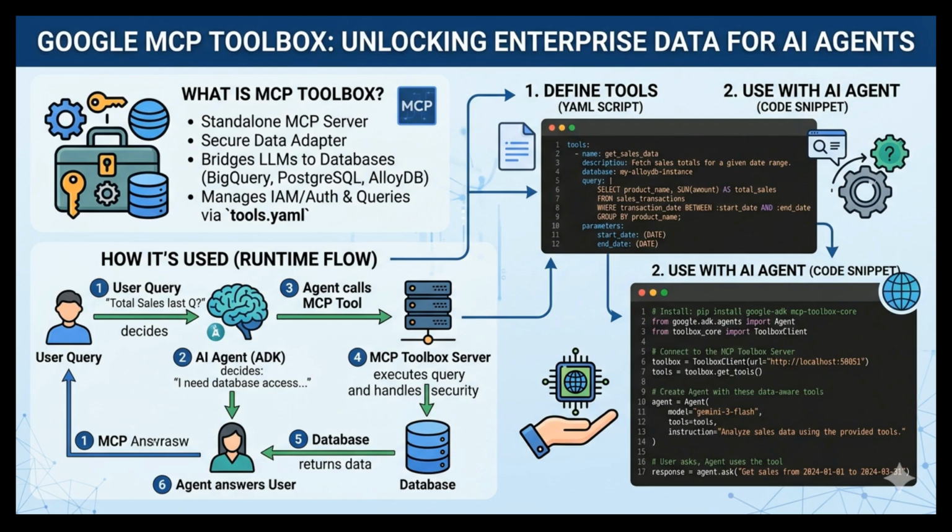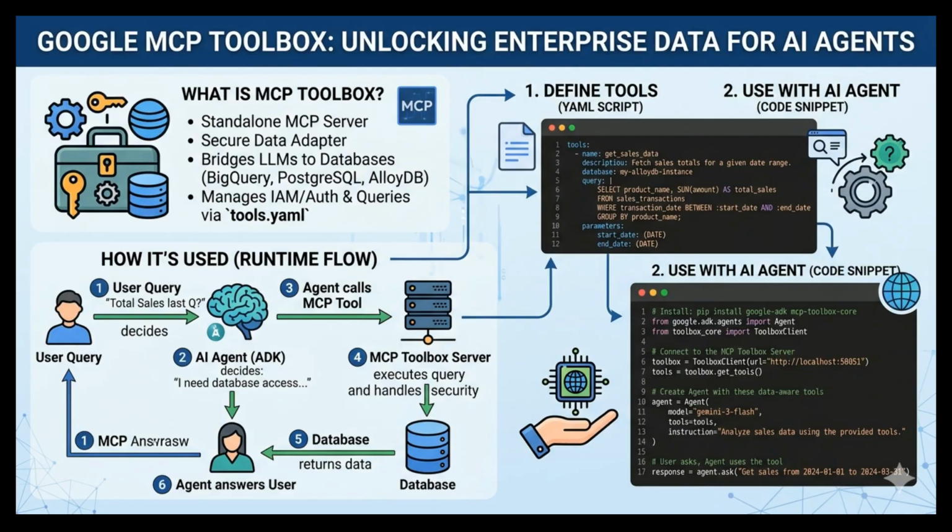The data gap. In the world of generative AI, there is a massive gap between a model that can chat and a model that can act. Standard LLMs are frozen in time. They don't know your inventory levels, your Q4 projections, or your customer churn rate. Traditionally, connecting them meant writing custom, brittle glue code for every single database. Google ADK and the MCP Toolbox change that by creating a standardized, industrial-grade bridge.